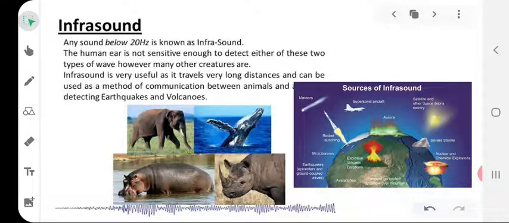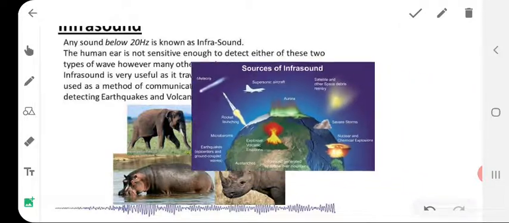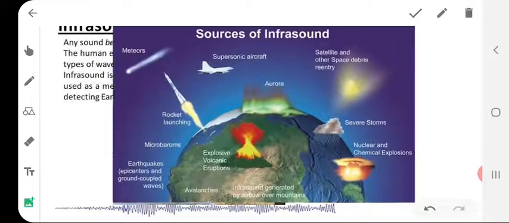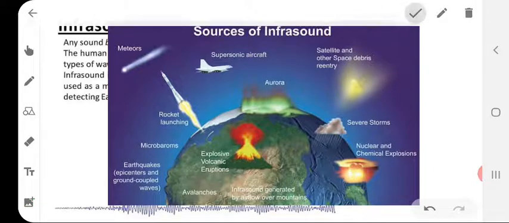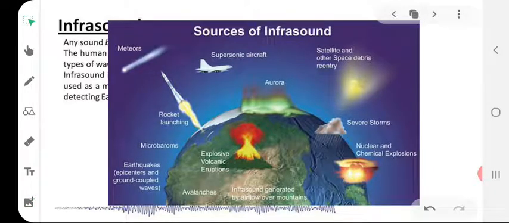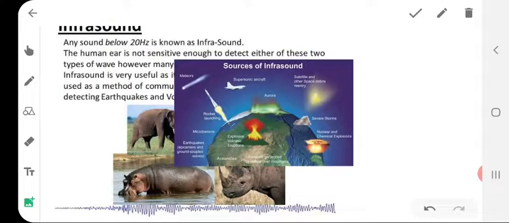Infrasound. The sounds having frequencies less than 20 Hz are called infrasonic waves. You can see in this picture a few sources of infrasound. Earthquake waves are infrasonic waves. Rhinoceros communicate using infrasonic waves having frequencies less than 5 Hz. Whales and elephants also produce sound in the infrasonic range.